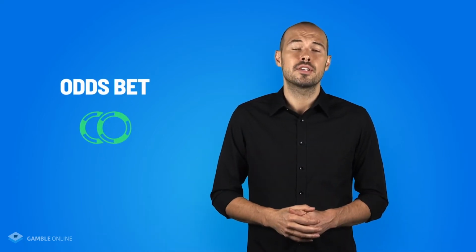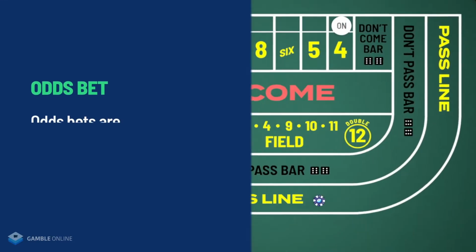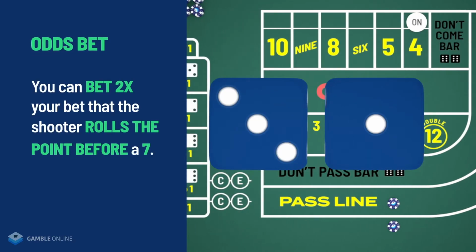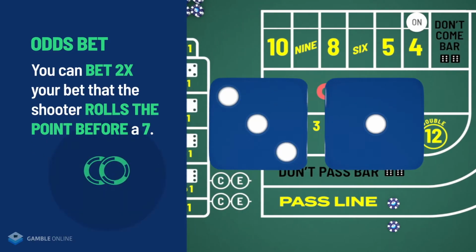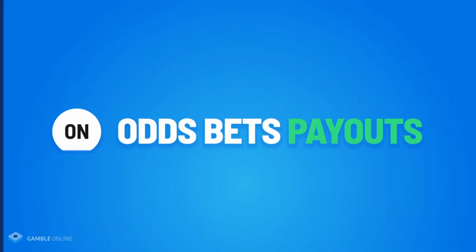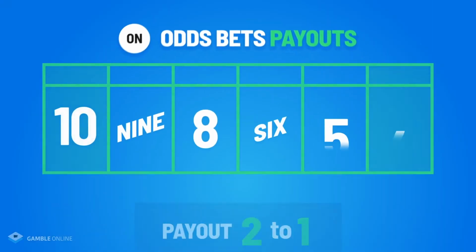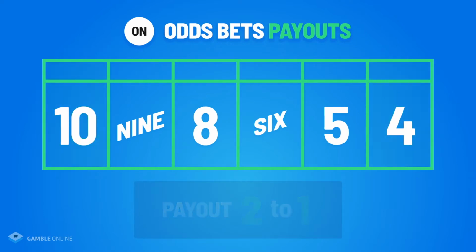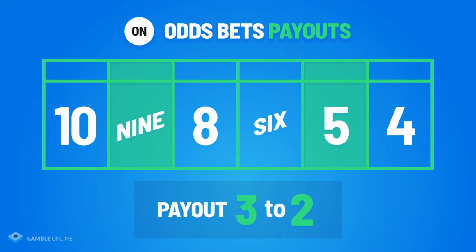You can also make a bet called odds. These bets are placed behind your pass line bet. Let's use up to 2 times as an example. If you bet on this, you can bet 2 times your bet that the shooter rolls the point number before the 7. Odds bets pay as follows. 4 and 10 pay 2 to 1. 5 and 9 pay 3 to 2. And 6 and 8 pay 6 to 5.